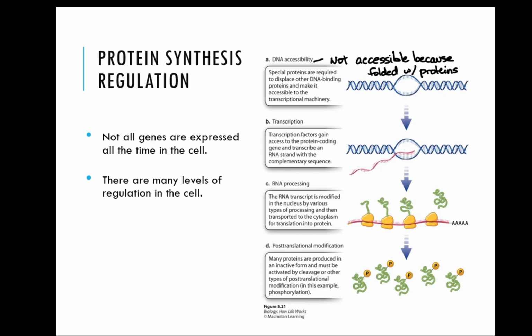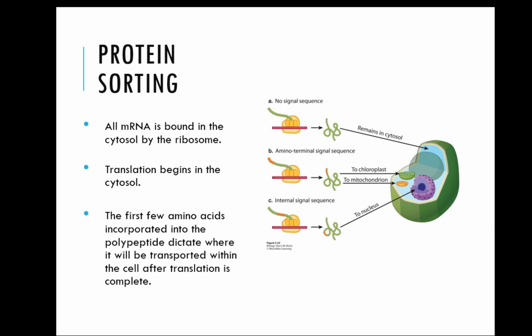Okay, so how does this work? How do we get proteins from kind of this polypeptide in the cytoplasm? How do we get them folded and to the right place? Right? How do we do that? And that is a process called protein sorting. So all proteins begin translation in the cytoplasm.